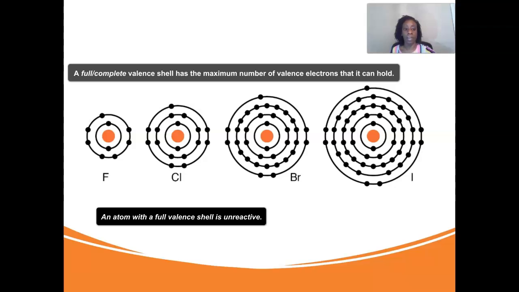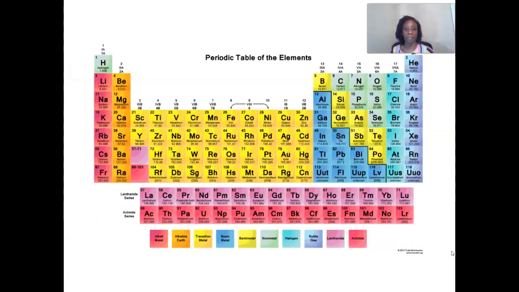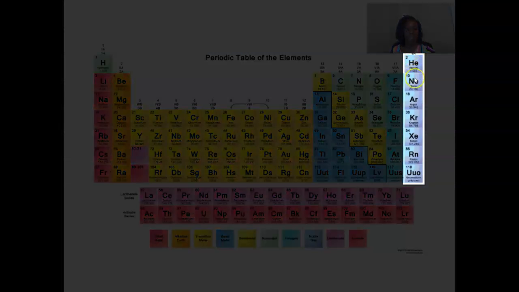So let's take a look here at the periodic table of the elements. If we look here, we see these elements here in the right-hand column, and each of these elements on the right-hand side have complete valence shells. So all of these atoms are unreactive. They're not going to be forming any chemical bonds with atoms of any of the other elements in the table.